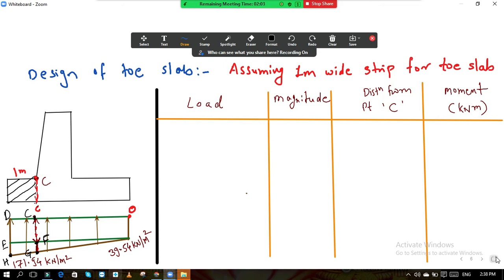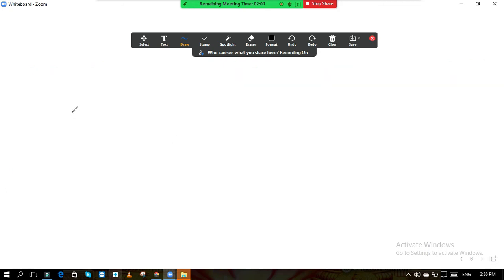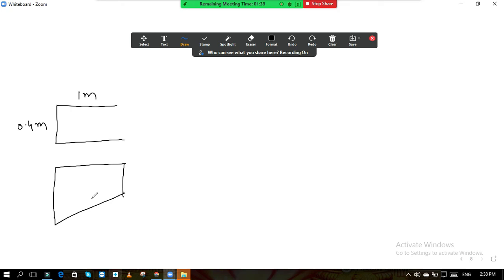Okay. So here if I show you, हा तुमचा toe portion एवढाच आहे. This is your toe portion. This is 1 meter. This is 0.4 meter. This is only your toe portion. आणि ह्याच्या खाली जो ट्रॅपेझॉइडल तुमचा यायला लागलाय तो असा आहे. This is the trapezoidal. Okay. असा ट्रॅपेझॉइड आहे. त्याला तुम्ही डिवाइड केलं. You have divided this into triangle and rectangle.